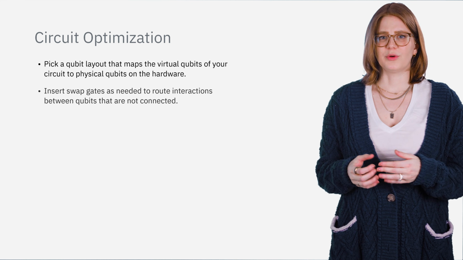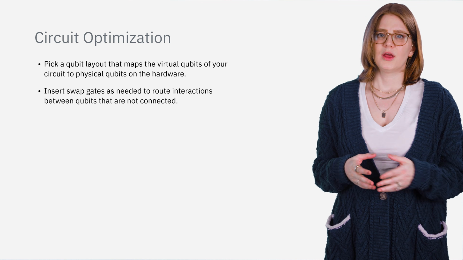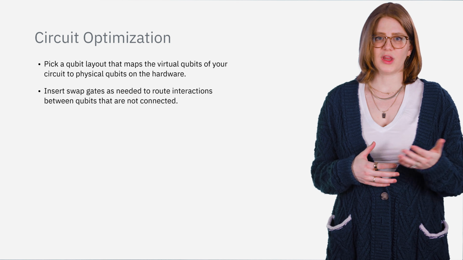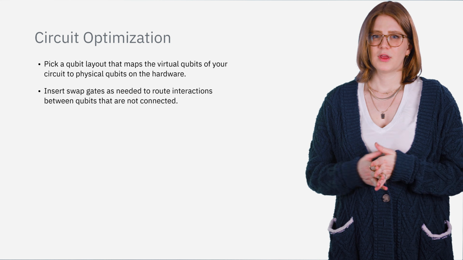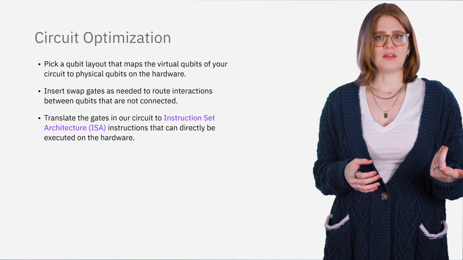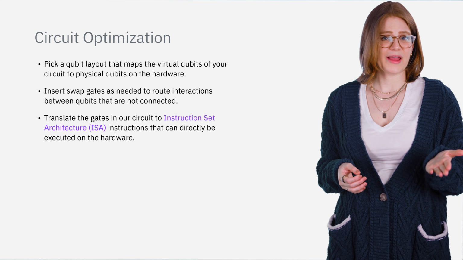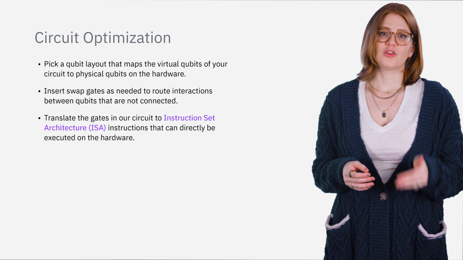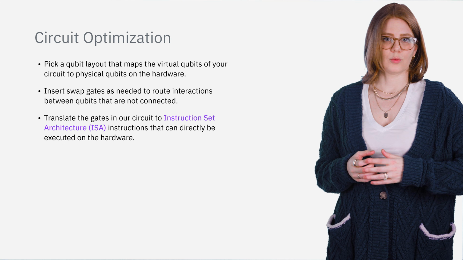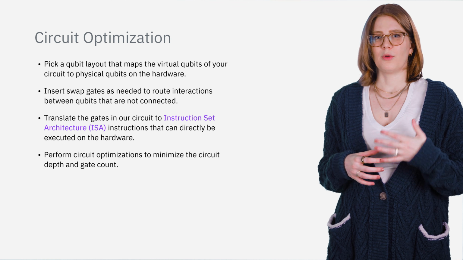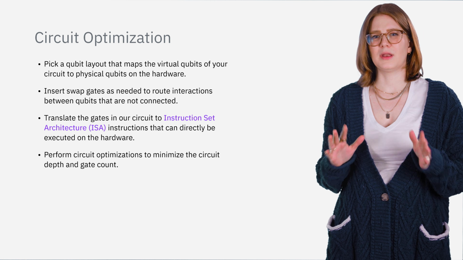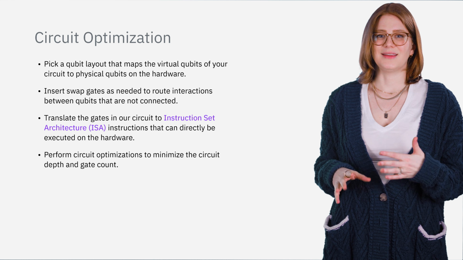Then, we need to insert swap gates as needed to route interactions between qubits that are not connected. We need to translate the gates in our circuit to instruction set architecture, or ISA, instructions that can directly be executed on the hardware. Then we need to perform circuit optimizations to minimize the circuit depth and gate count.